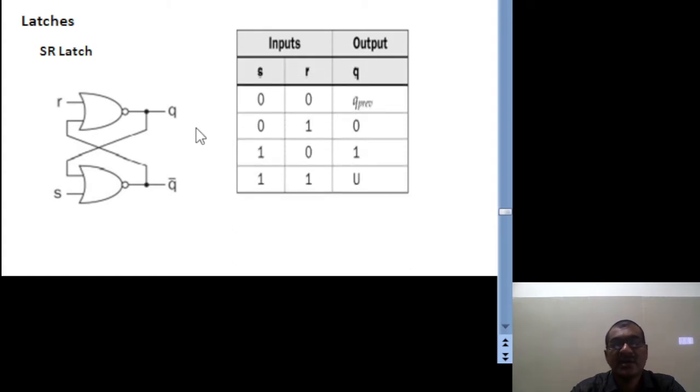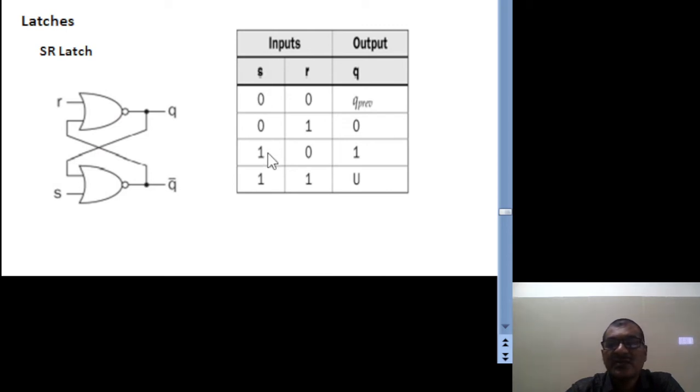For 0 1, S is 0, R is 1. See here the truth table, S is 0, R is 1. Since R is 1, and R refers to reset, suppose the latch was previously in set state, it comes to reset mode, or if it is in reset, it maintains the same state. Whatever it may be, at the output you can see reset mode. Reset mode means Q value is 0.